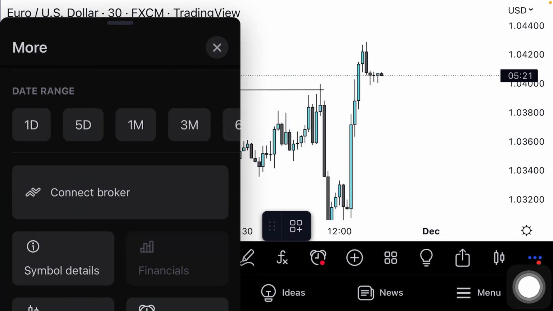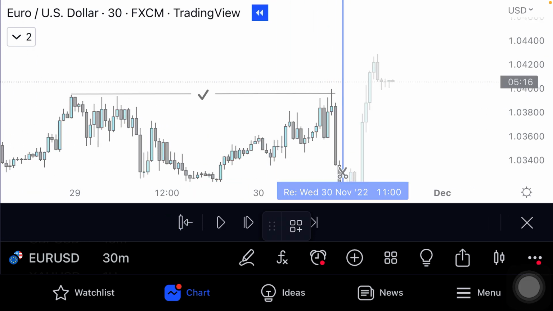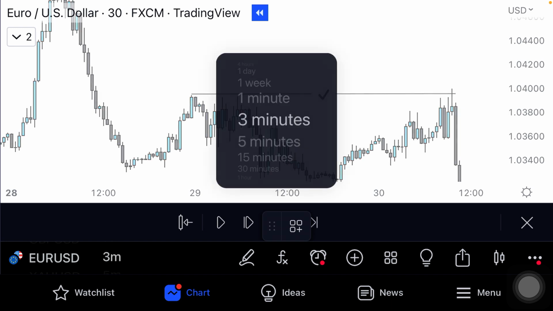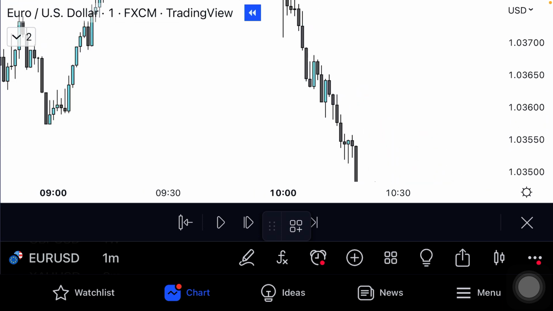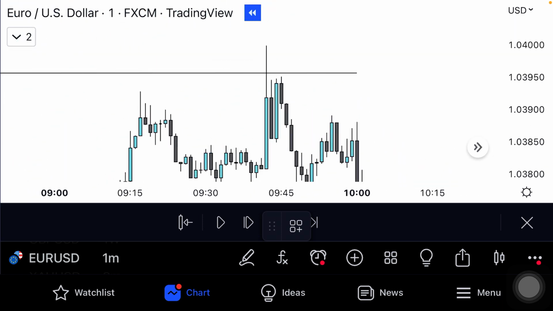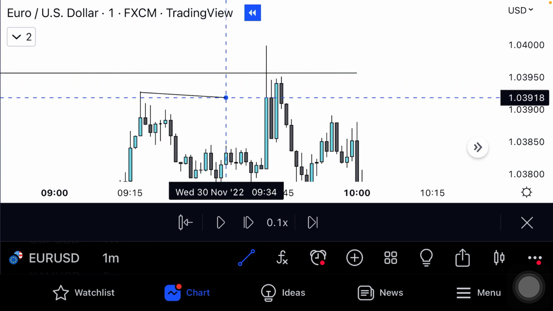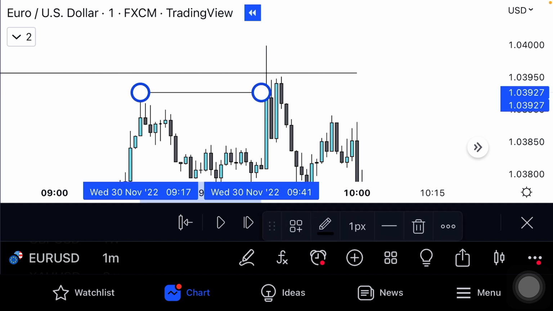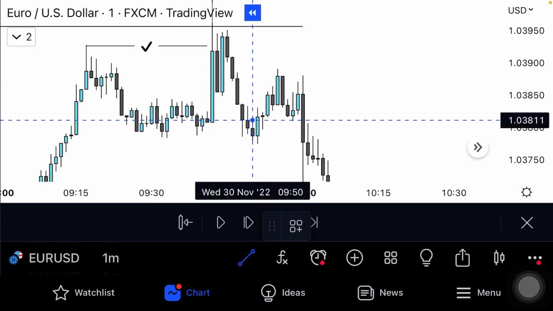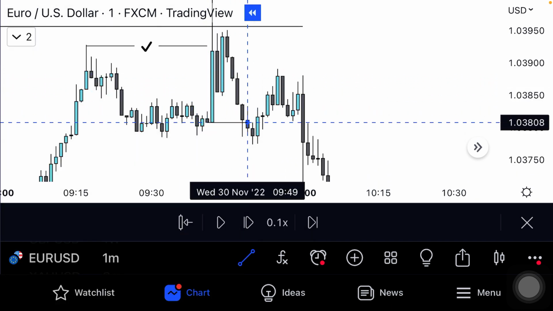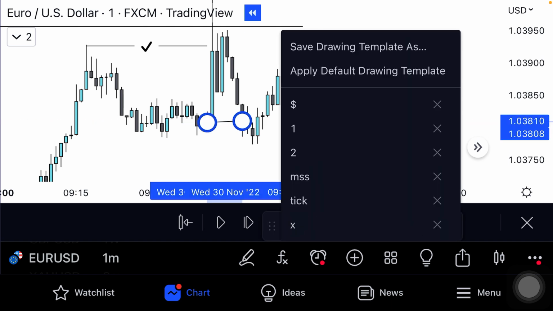Let me use the backtest tool. Alright, we're going to drop to the 1 minute time frame. So this was the sweep of buy side liquidity, and we also have a sweep on the 1 minute time frame of the buy side run. Let me mark that too. And after the buy side liquidity raid, we have the market structure shift on the 1 minute time frame. Let me mark that too.